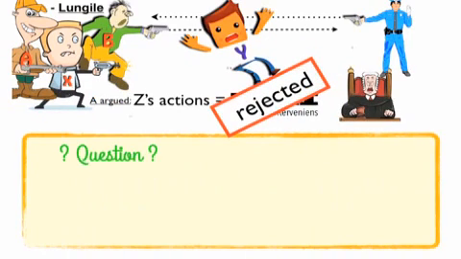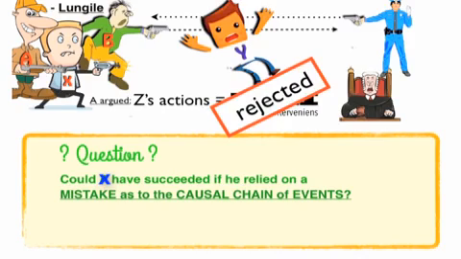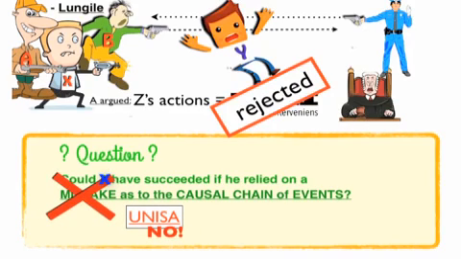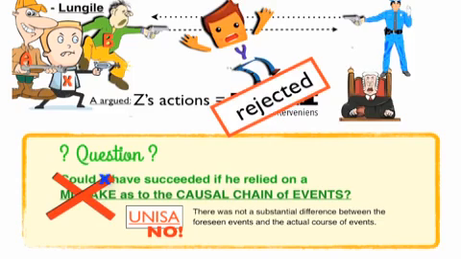The question arises, could X have succeeded if he relied on a mistake as to the causal chain of events? Unisa feels that he would not have succeeded as there was not a substantial difference between the foreseen events and the actual course of events.